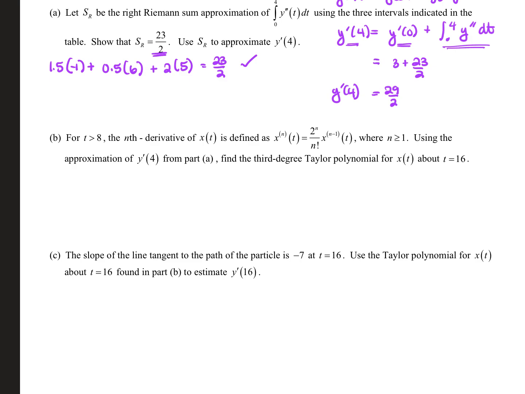B. For t greater than 8, the nth derivative of x at t is given by that. Using the approximation for y prime of 4, find the third degree Taylor polynomial for x about t equals 16. Okay, so if we want a third degree Taylor polynomial, we're given the derivatives. So let's see, and this is centered at 16. So our P3 Taylor polynomial is going to be x of 16.